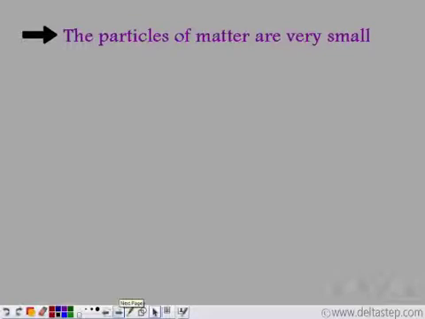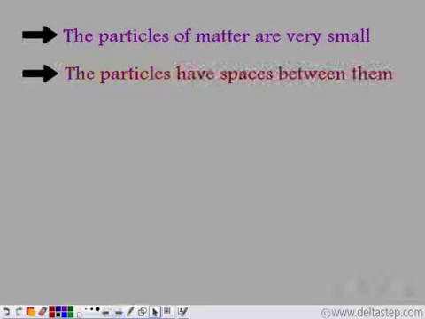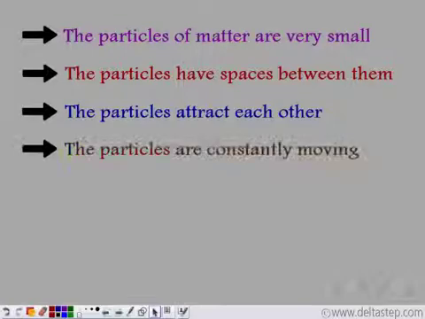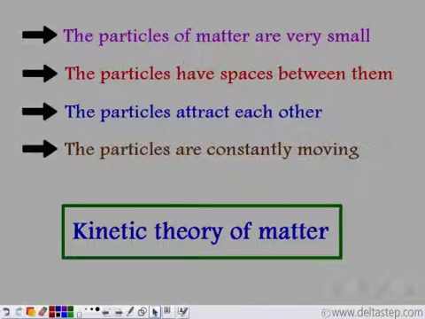So what did we just see from the experiments that we have performed? We saw that the particles of matter are very, very small. The particles have spaces between them, which we call intermolecular spaces or interparticle spaces. The particles attract each other by a force known as intermolecular force. And the particles are constantly moving. These 4 points form the postulates of a theory, which we call the kinetic theory of matter.